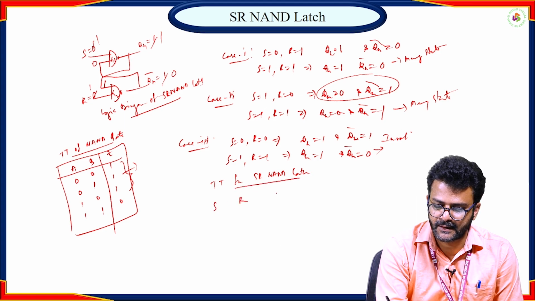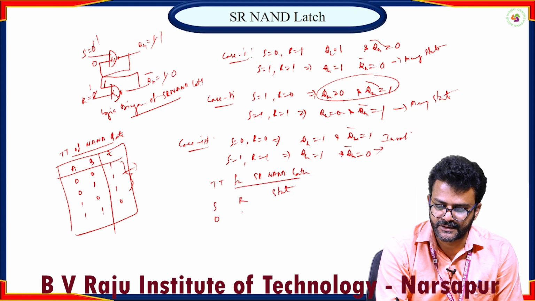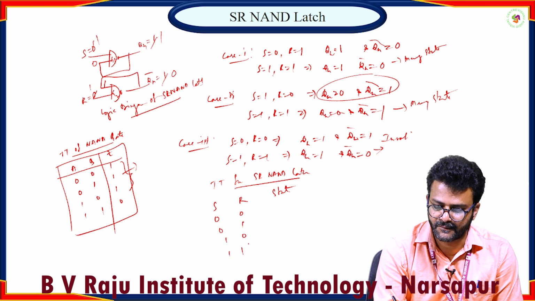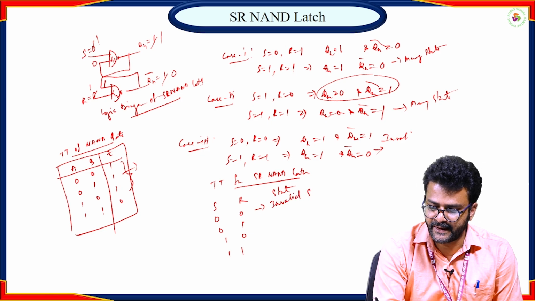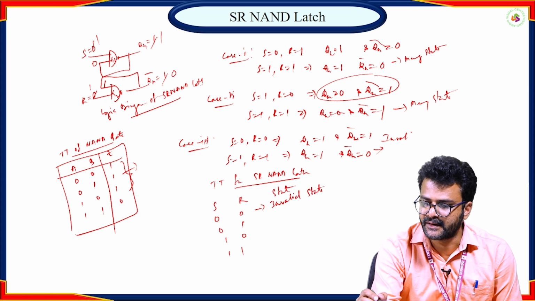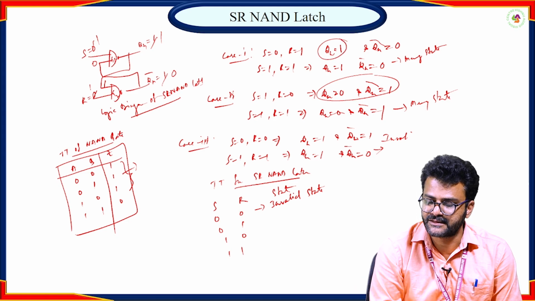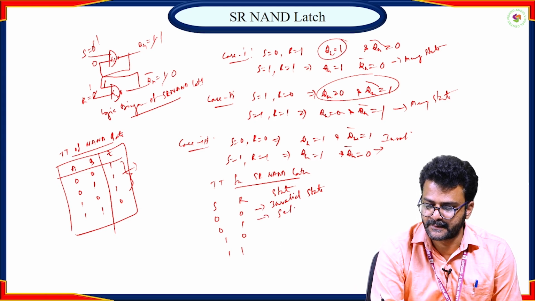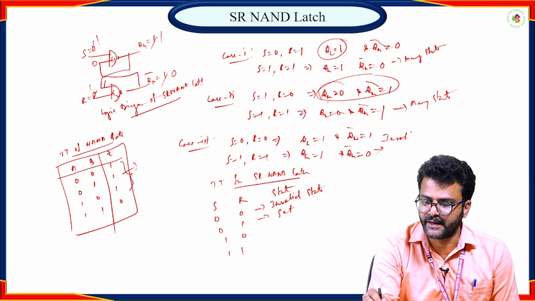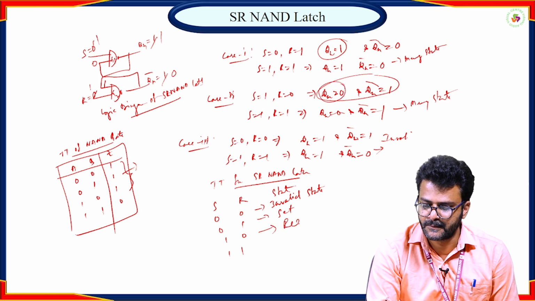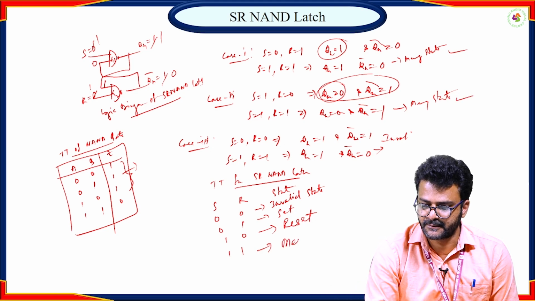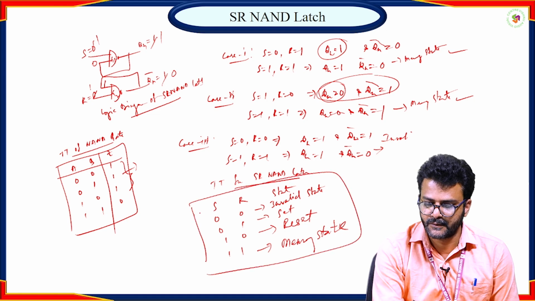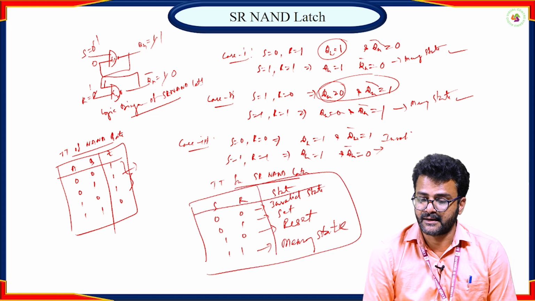Therefore, as per the different scenarios, we will have the truth table for the SR NAND latch. S, R and the state it is in: 0, 0; 0, 1; 1, 0; 1, 1. If it is 0, 0, it is an invalid state. If it is 0, 1, the Qn bar is 1, so it is set. If it is 1, 0, Qn is 0, so it is reset. And if it is 1, 1, it acts as a memory state. So this is the truth table for the SR NAND latch.